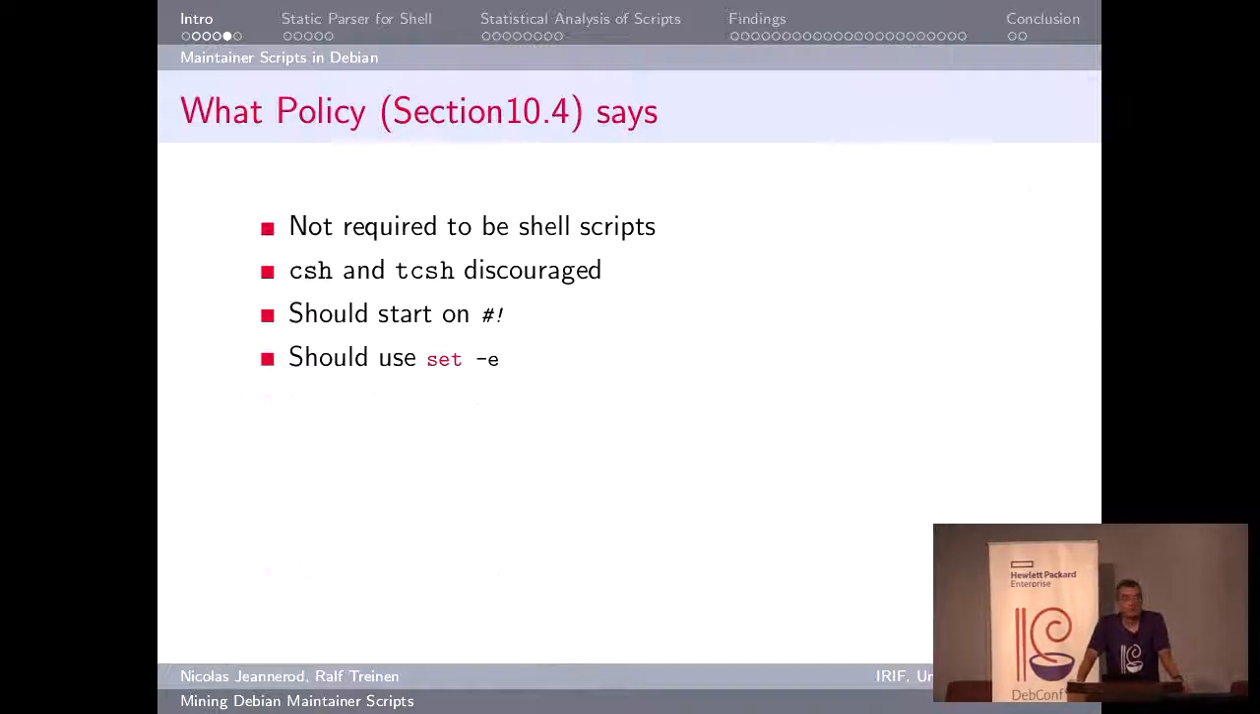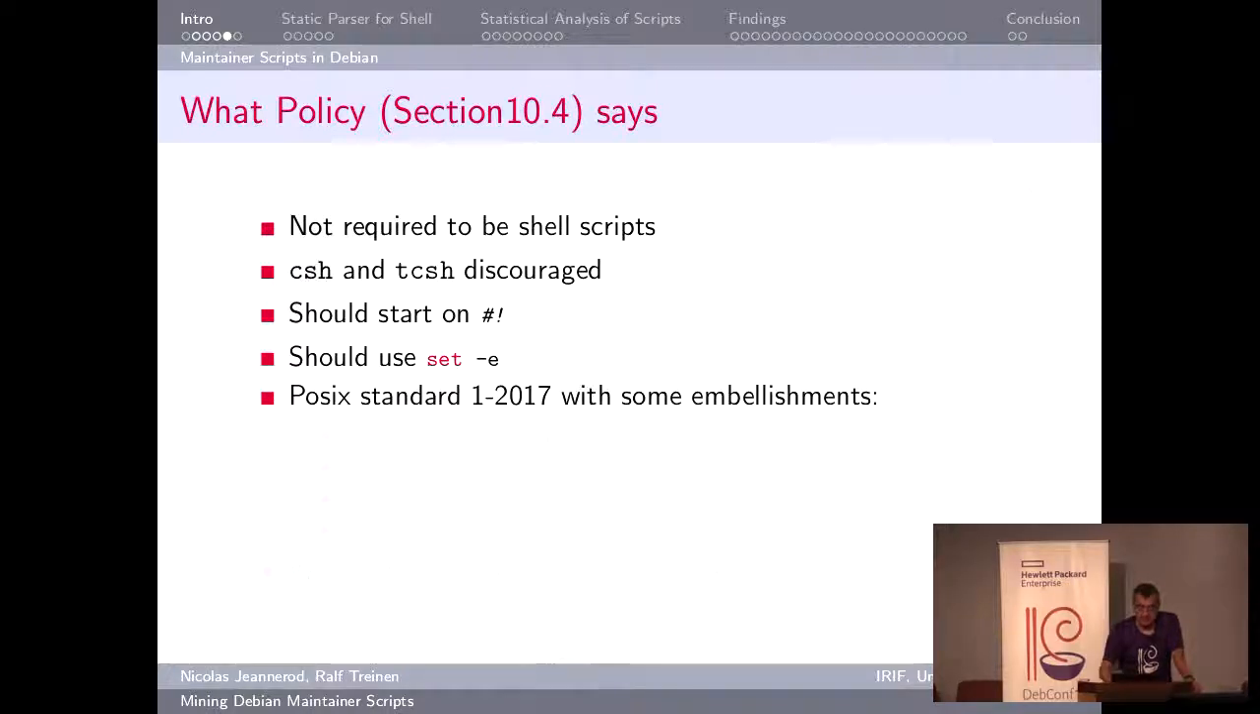This is what you usually would expect for a maintainer script, because if something unexpected happens, you want it to fail noisily so you see that something went wrong. However, one has to know that set -e, the strict mode, is temporarily disabled in certain situations during execution of a shell script, and we will also come back to this.